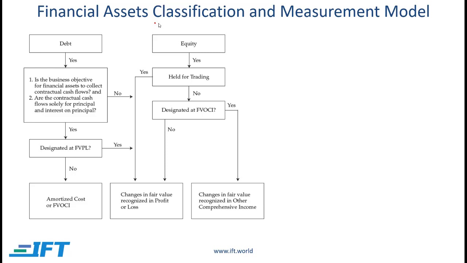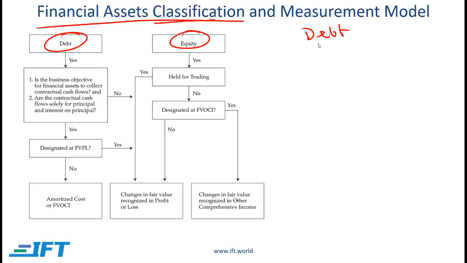Let's now look at the classification of financial assets in a little more detail. The first high-level point, which you can see from this flowchart, is that debt instruments and equity instruments need to be treated separately. Let's first consider debt instruments. Debt instruments can either be recorded at fair value or at amortized cost. With fair value, we have two further options. Either we can have fair value through profit or loss, or we can have fair value through other comprehensive income.